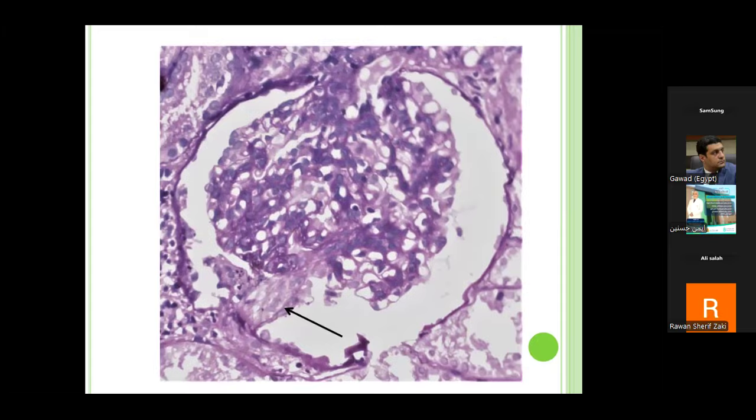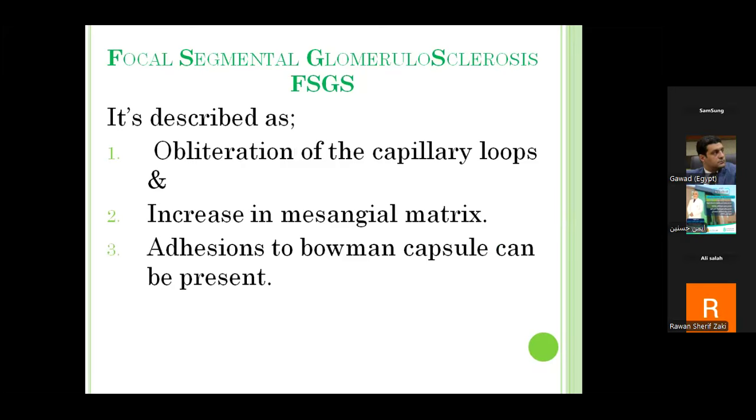We'd like to ask what the arrow is pointing for. If you can write in the chat box. Yes, yeah, we have answers: focal sclerosis. What exactly is the arrow pointing for? We can go to the previous slide, and we said that we can see obliteration of the capillary loops, increase in mesangial matrix, adhesions to the Bowman capsule.